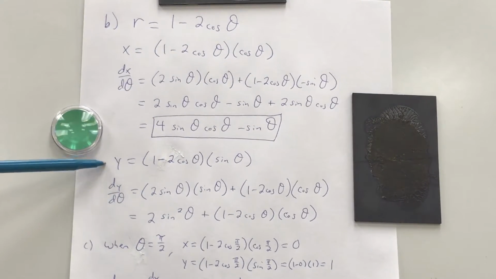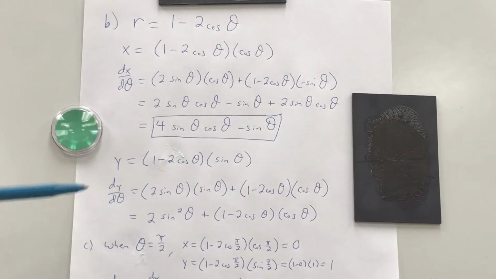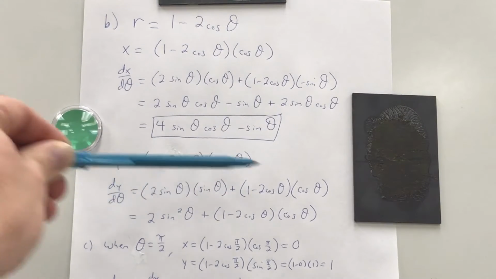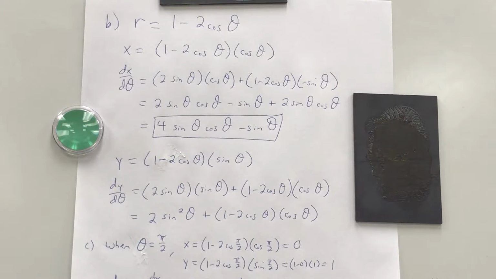Same for y. Y is r sine theta. So now dy d theta, we're going to do a product rule thing again there. You can kind of check that out again. As soon as you get that dy d theta expression, that first expression, you can leave it that way. All they did there was 2 sine theta times sine theta to get 2 sine squared. So you can see that my answer looks the same as theirs.